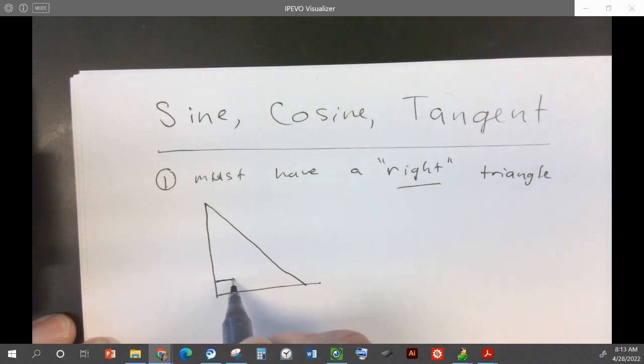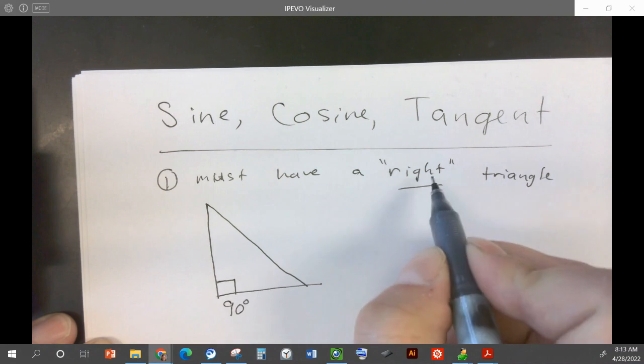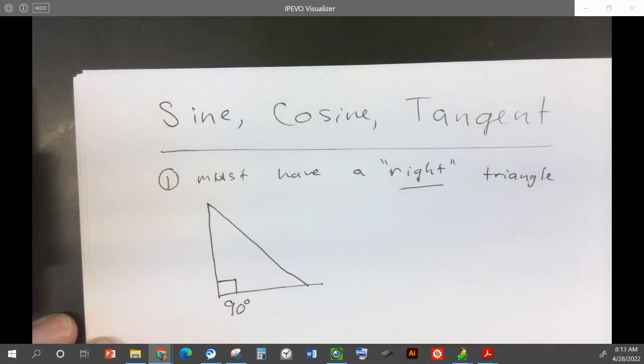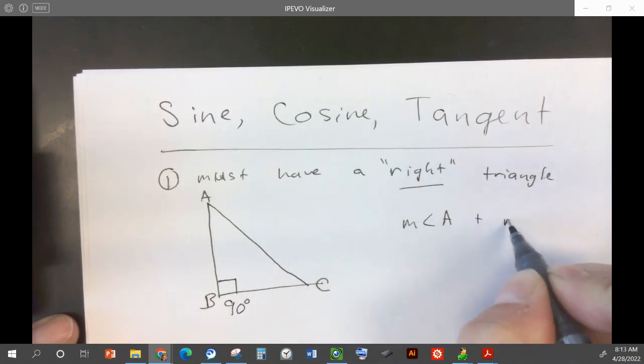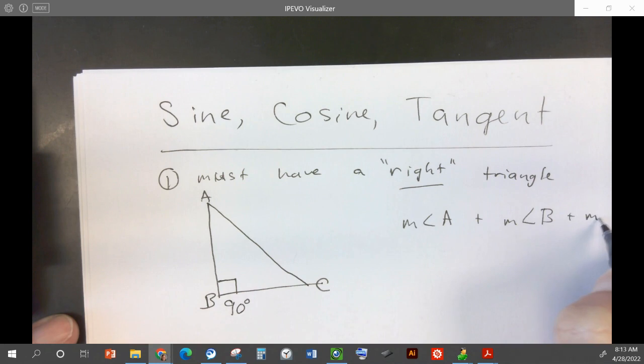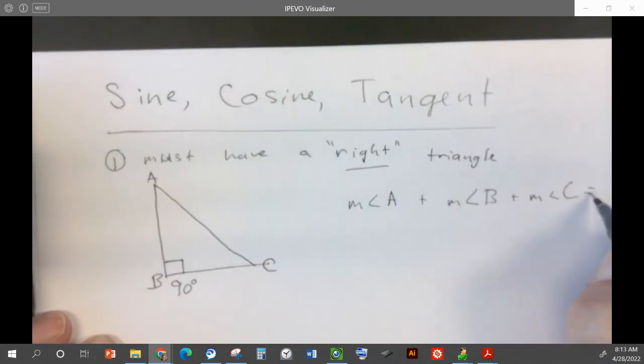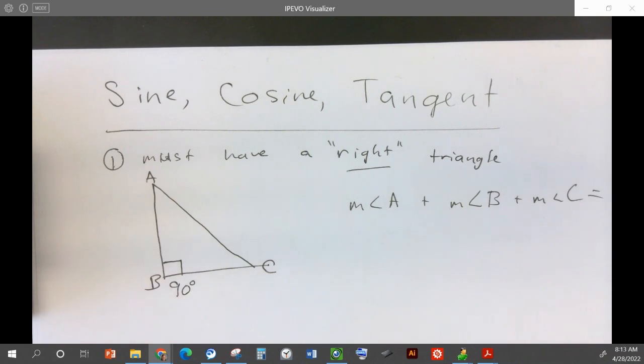A lot of the time you'll see this square marker. If you see it, you can know that it means the triangle has a 90-degree angle, and that is a right triangle. Let's also remember, if I label my triangle, this is A, this is B, this is C, what do these angles add up to? What is the measure of angle A plus angle B plus angle C? 180 degrees. We are only going to worry about degrees.